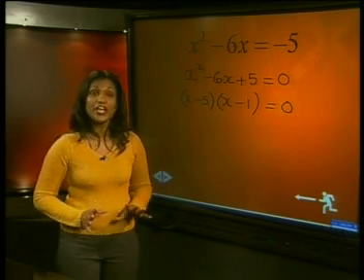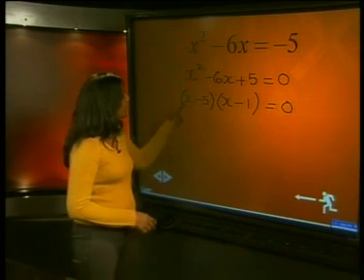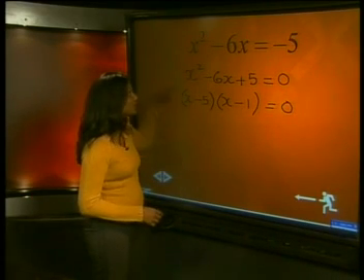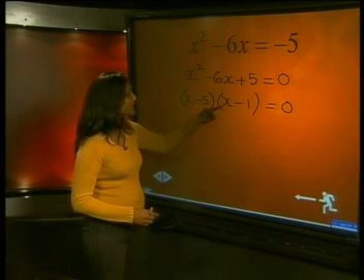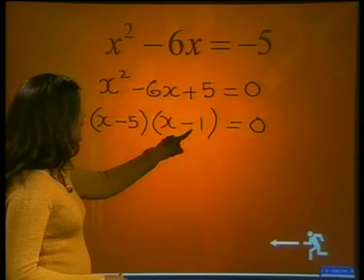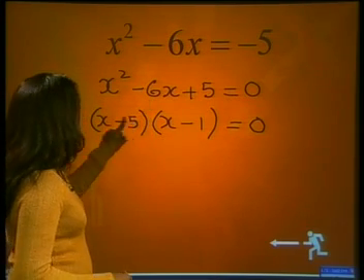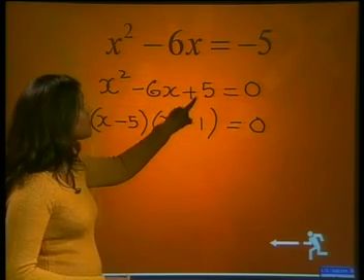You should always check when you have factorized. So if we multiply out these brackets again, it should give us the original equation. x multiplied by x gives me x squared. Minus 5 times x plus x times minus 1 gives me minus 6. Minus 5 times minus 1 gives me positive 5.